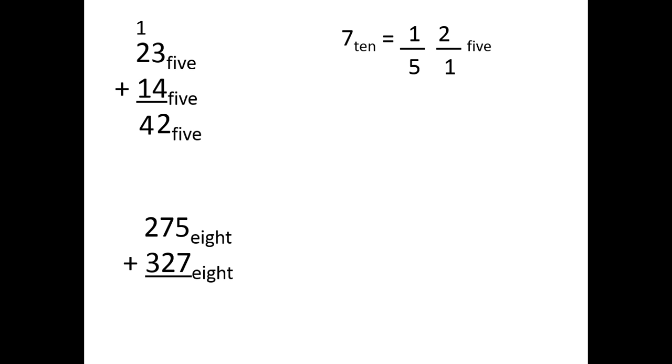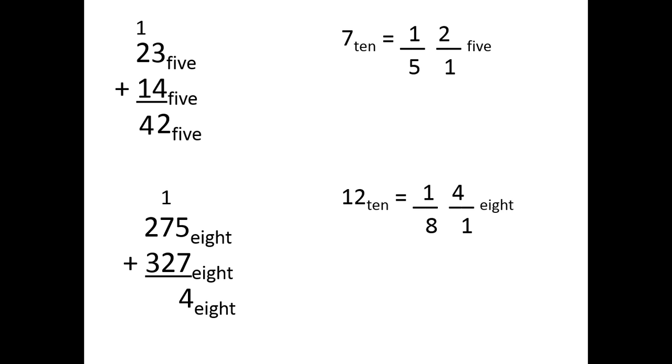How about base 8? So now we have to think about grouping by 8s. I'm going to start with the 1s column. 5 plus 7, I'm thinking 12. That's a base 10 number though. 12 in base 10, if I'm going to group by 8s, would be one group of 8 and 4 ones. So to write this as a base 8 number, I'm going to have to write down the 4 ungrouped ones and then regroup that one group of 8 into the 8s column.